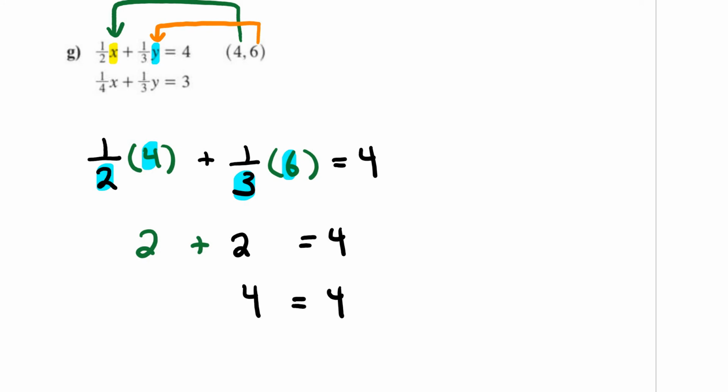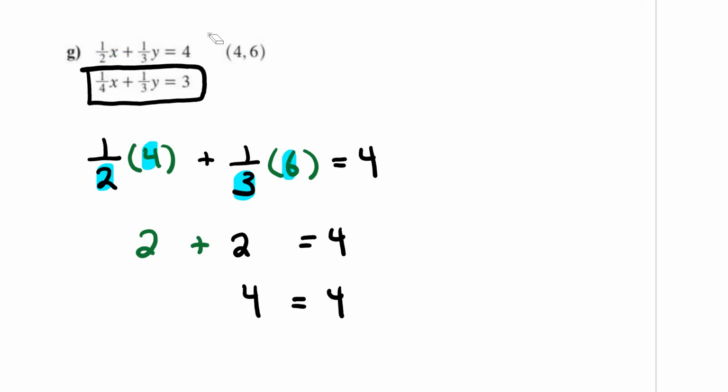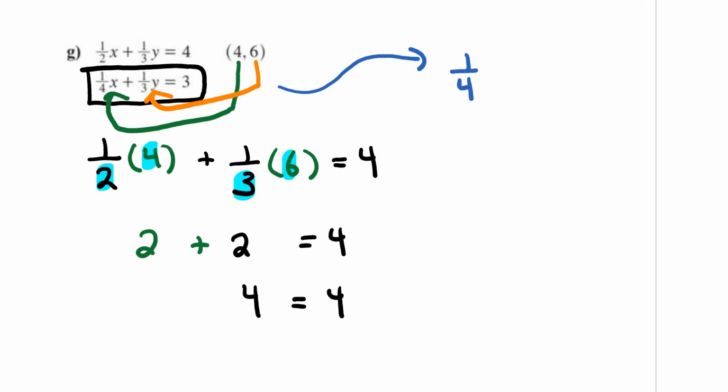Just erase some of this. So let's take a look at the second equation here. Okay, now I have, so basically this 4 now will replace that x, and this 6 will replace that y. Okay, let's go ahead and do the calculation over here. So I have 1 over 4, times x, which is 4 in this case, plus 1/3 times y, which is 6, and then the right-hand side equals 3.